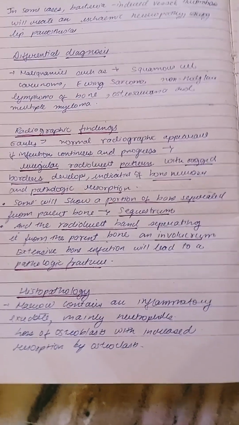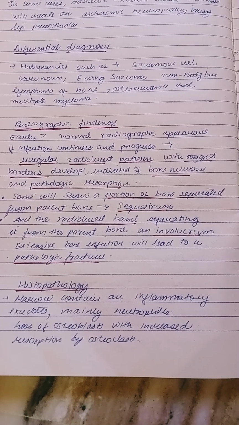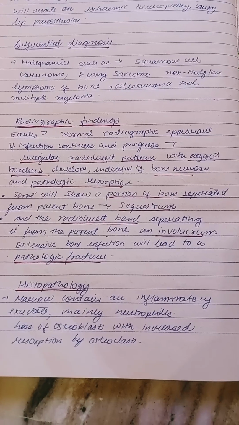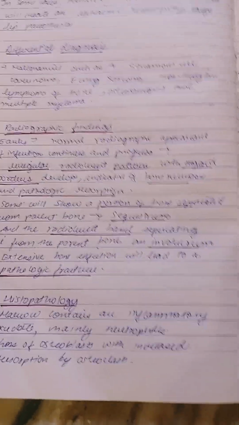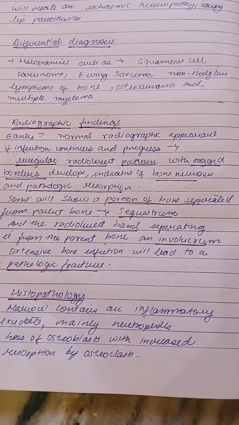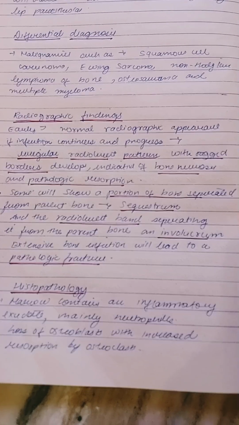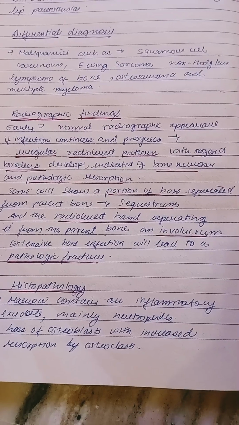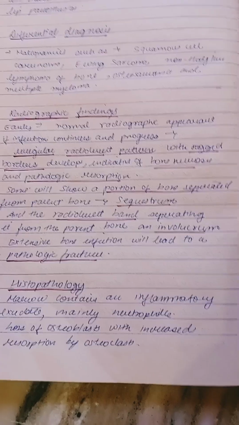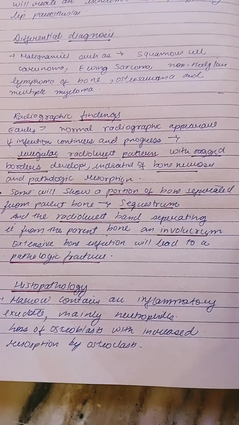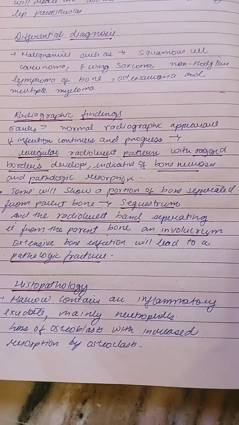Differential diagnosis: malignancies such as squamous cell carcinoma, Ewing sarcoma, non-Hodgkin's lymphoma of bone, osteosarcoma, and multiple myeloma are the differential diagnosis for suppurative osteomyelitis. Coming to the radiographic findings, early presentation will appear as a normal radiographic appearance. If infection continues and progresses, then an irregular radiolucent pattern with ragged borders develops, indicative of bone necrosis and pathologic resorption.